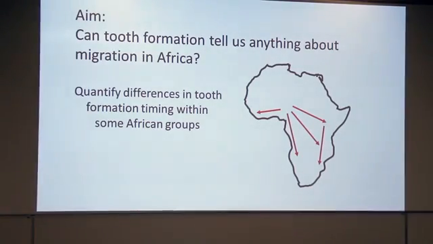So my Millennium Project, on the 1st of January 2000, I thought, what's the biggest project in my particular field? And it was differences in world groups in tooth formation timing. It's now 16 years later, and the title has changed slightly. It's now Similarities in Tooth Formation Timing Around the World. But this is part of an ongoing project.